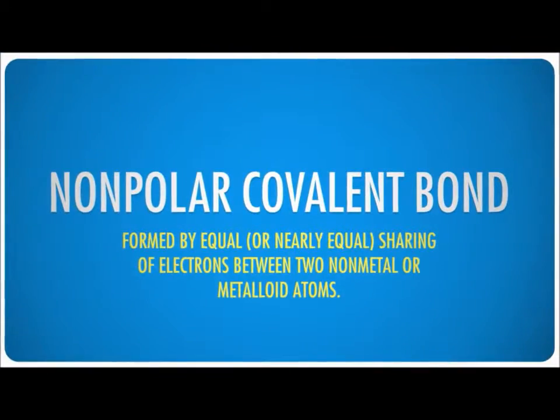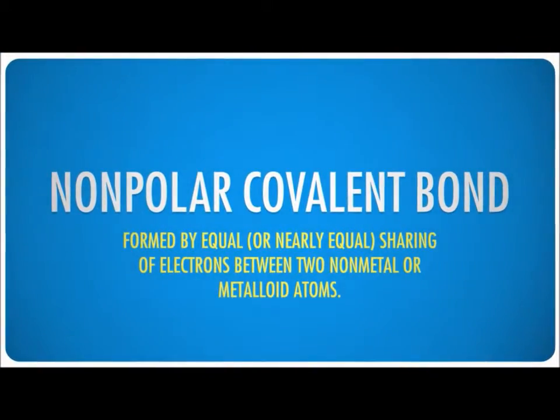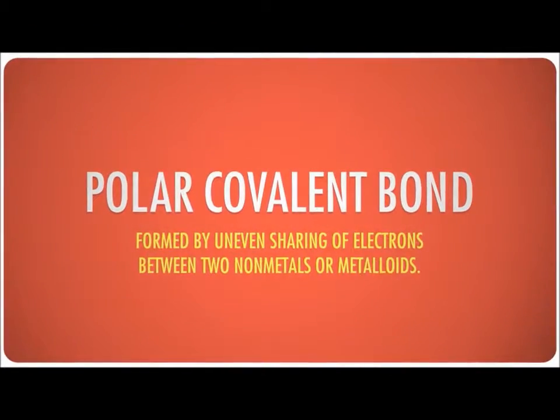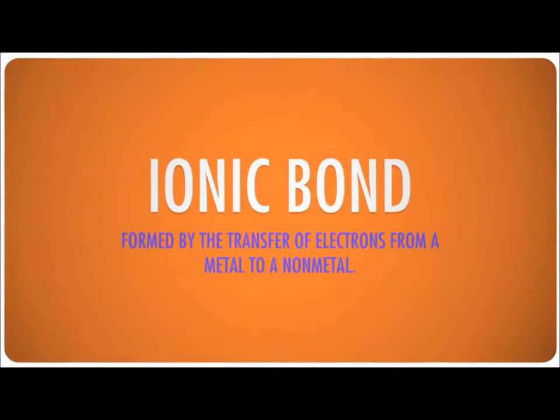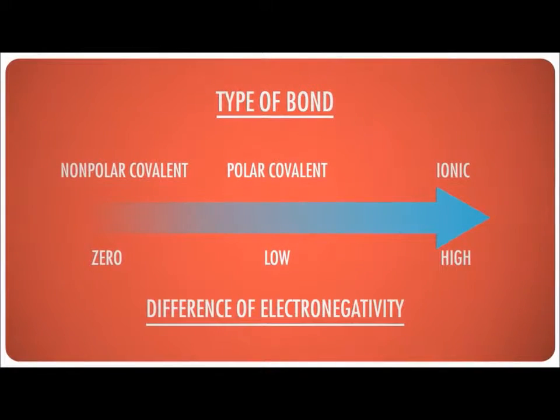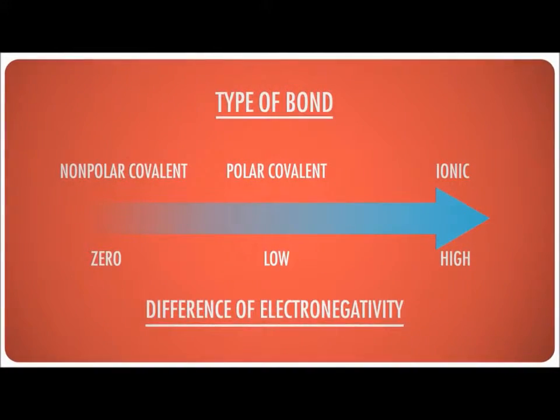And so those are our three types of bonds. Nonpolar covalent, formed by the equal or nearly equal sharing of electrons between nonmetal or metalloid atoms. Polar covalent, formed by the uneven sharing of electrons between two nonmetals or metalloids. And ionic, formed by the transfer of electrons from a metal to a nonmetal. It's important to remember, though, that there aren't only three designations for chemical bonds. Just like human relationships, bonds don't always have really well-defined boundaries. Everything is a continuum. Labels are useful, but they can only take us so far.